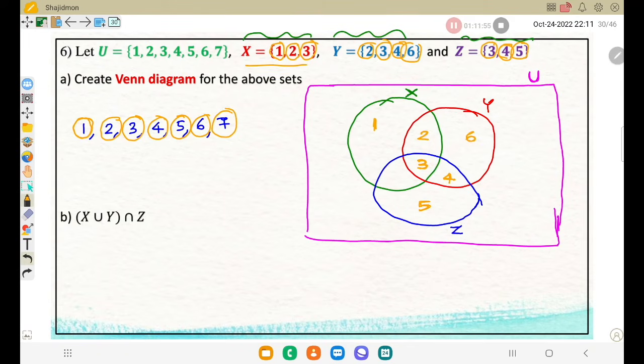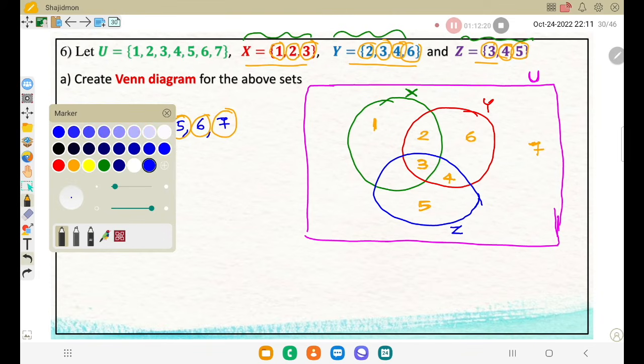It is not in X, not in Y, not in Z. So it is coming in the universal set. You can mark here somewhere number 7. Okay, number 7. Not in these 3 subsets, but in the universal set, number 7. So this diagram we are calling the Venn diagram, representing these sets U and X, Y, Z, these 3 subsets.